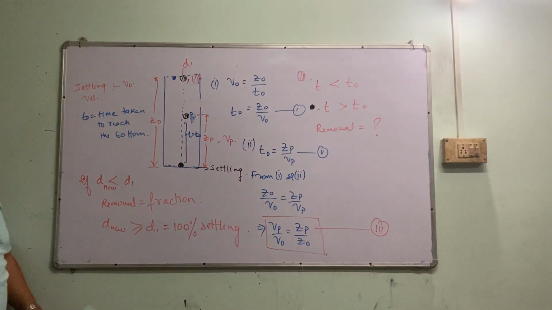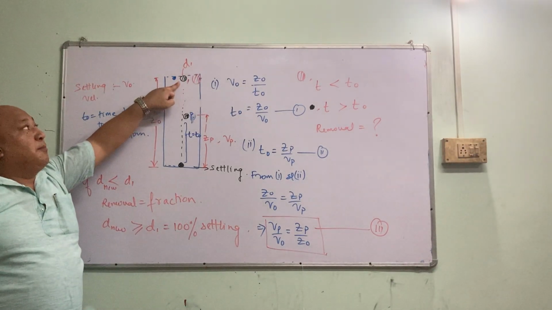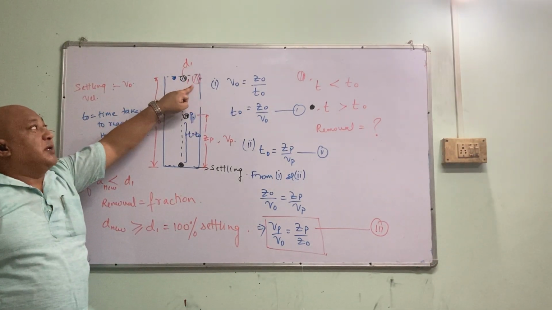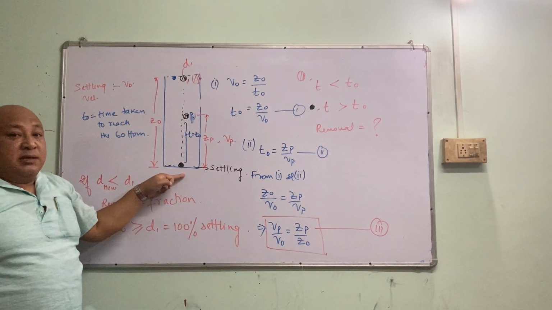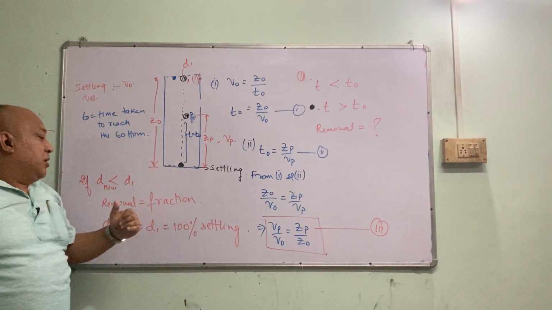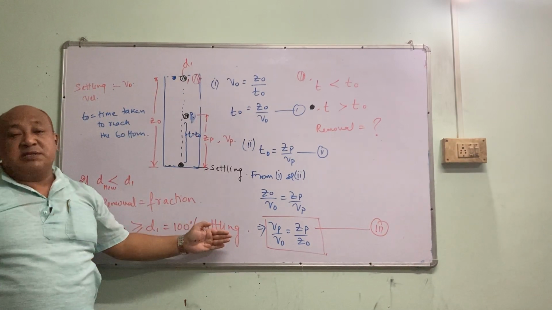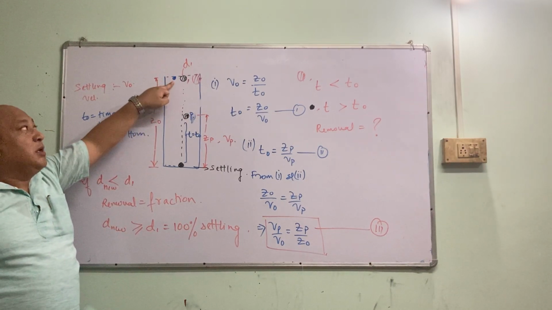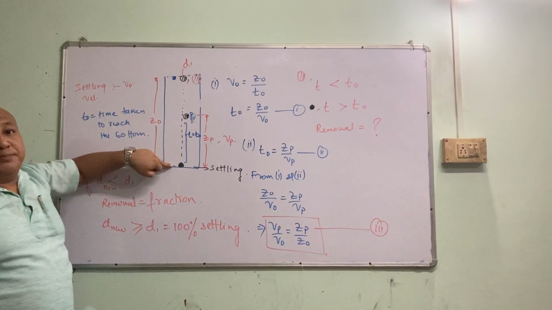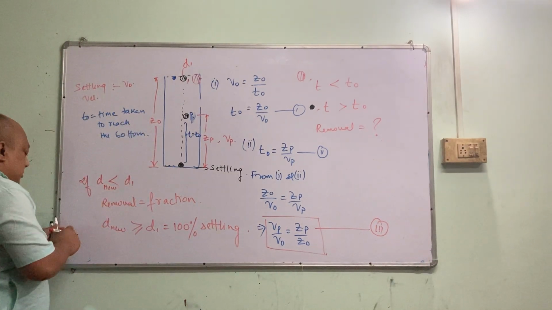See here again. This is our observatory particle. If the particle is bigger than this particle, settling velocity will be very high, and it will be completely removed. So if the diameter is equal to or greater, it will be 100% settling. But if the particle is very small, it may not be able to reach the bottom. So what will happen is, the removal will be a fraction.